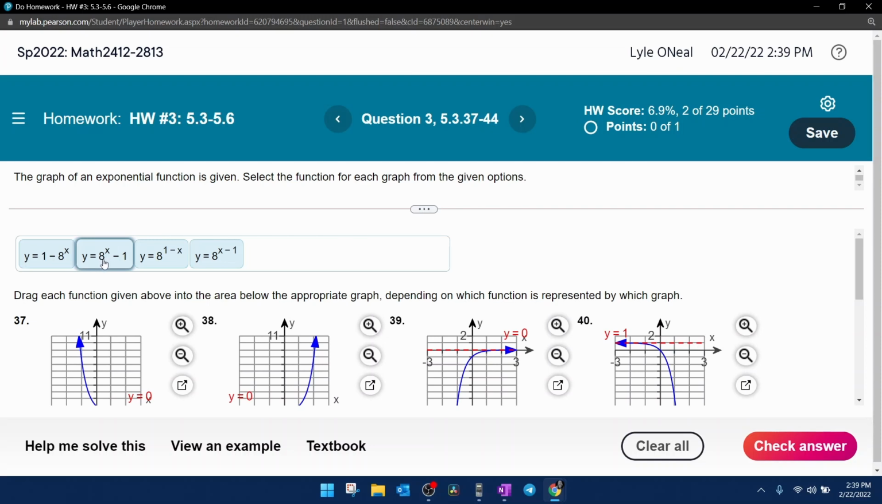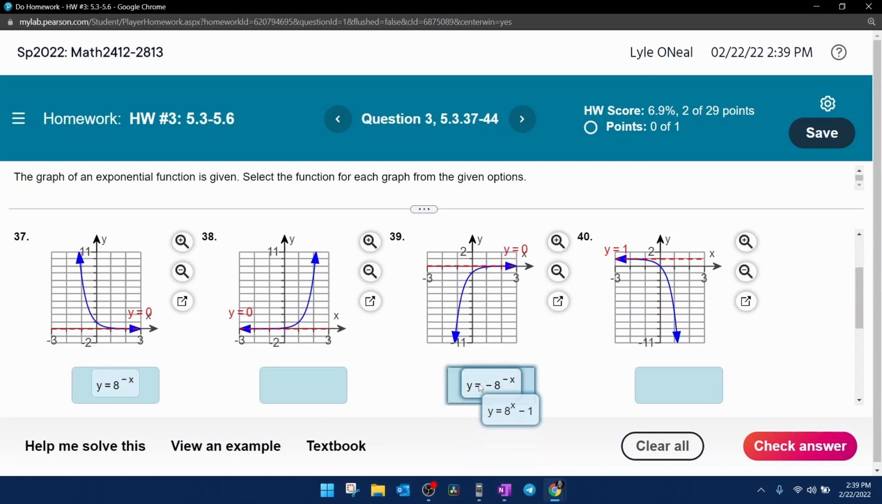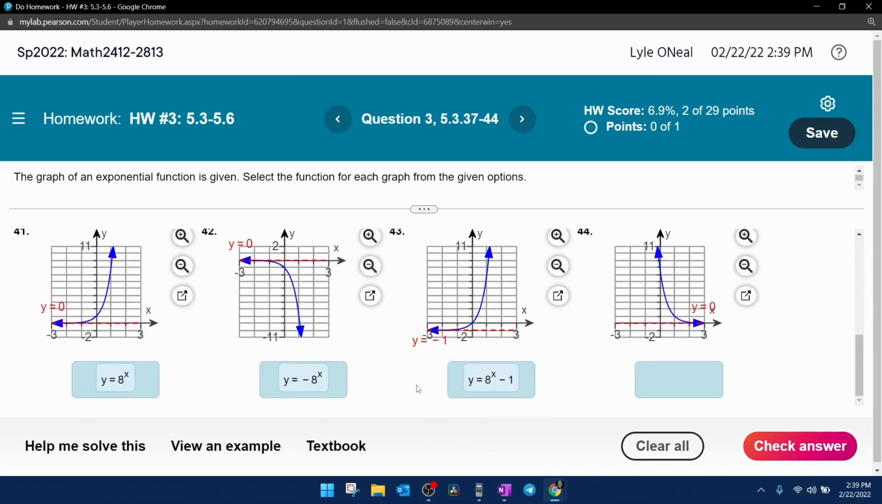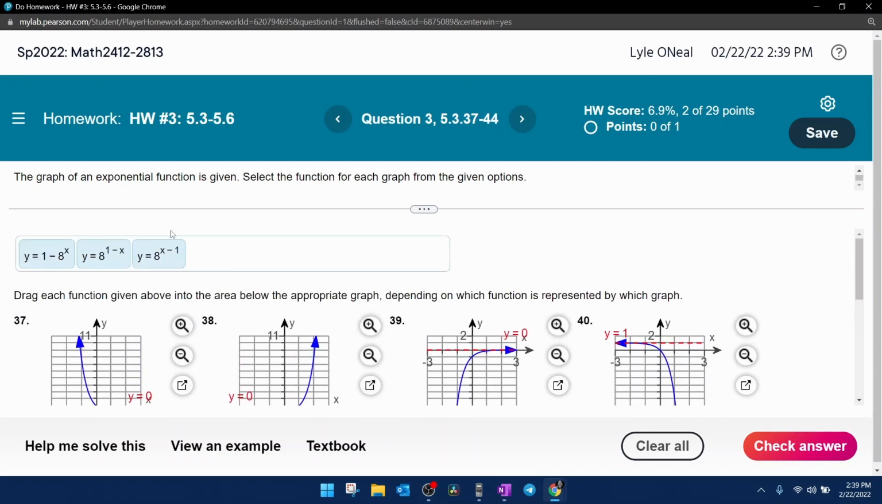All right, so we're going to drag and drop our y equals 8 to the x minus 1. Drag and drop that down for number 43. And the next easiest graph to look at, I think, is going to be this one, y equals 8 to the x minus 1. Since the minus 1 is up in the exponent spot, that is going to be a horizontal shift to the right. So we need to look for a graph that looks exactly like 8 to the x shifted to the right 1.